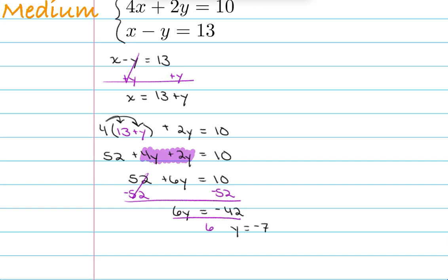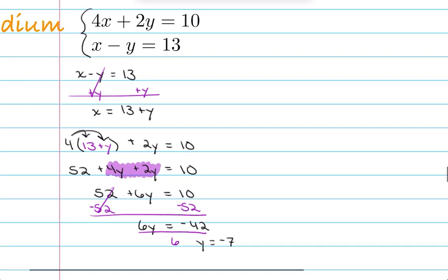So this time I found the y value first. Okay, perfectly acceptable. So I'm just going to leave a space there, and then I'm going to put negative 7.